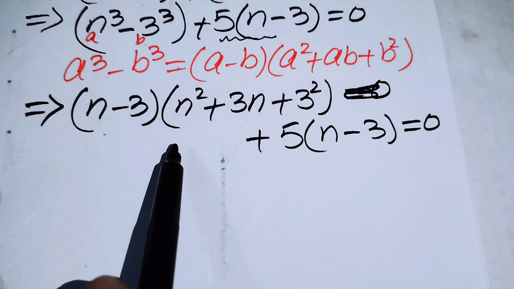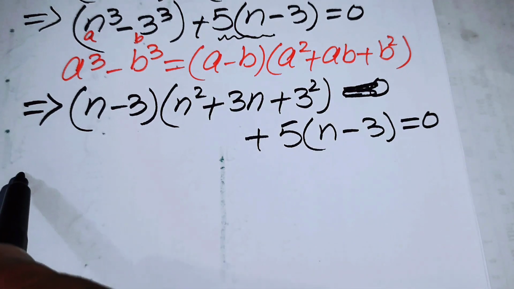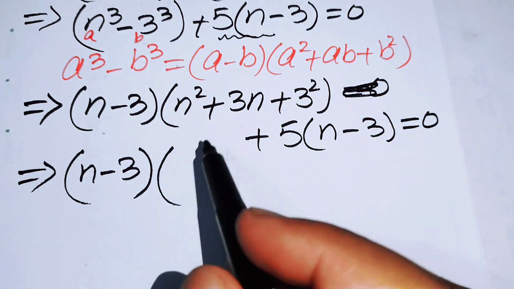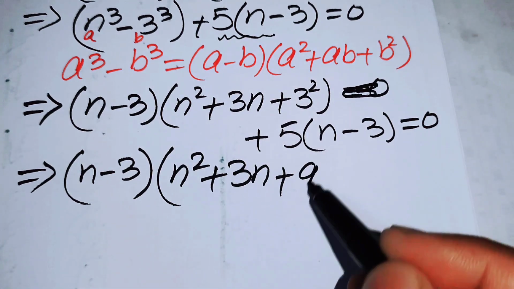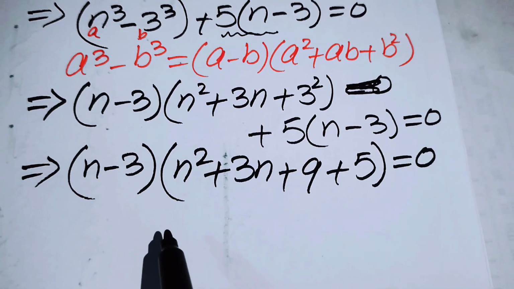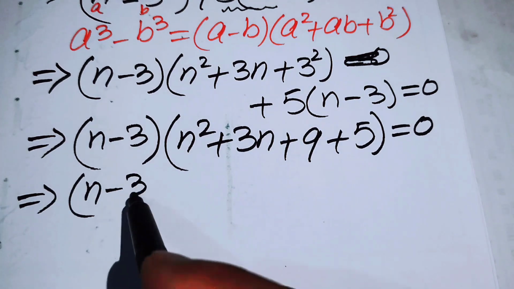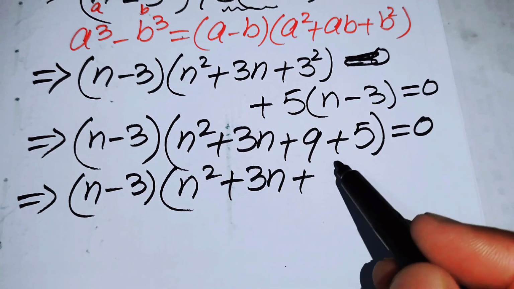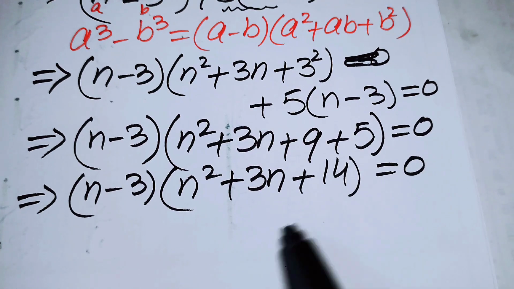Now you focus on both of the terms, and you see that n minus 3 is a common term, so we can make this common. So we get n minus 3 times n square plus 3n plus 9, and here you get plus 5 is equal to 0. And now we can write this as n minus 3 times n square plus 3n plus 9 plus 5, which is 14, is equal to 0.